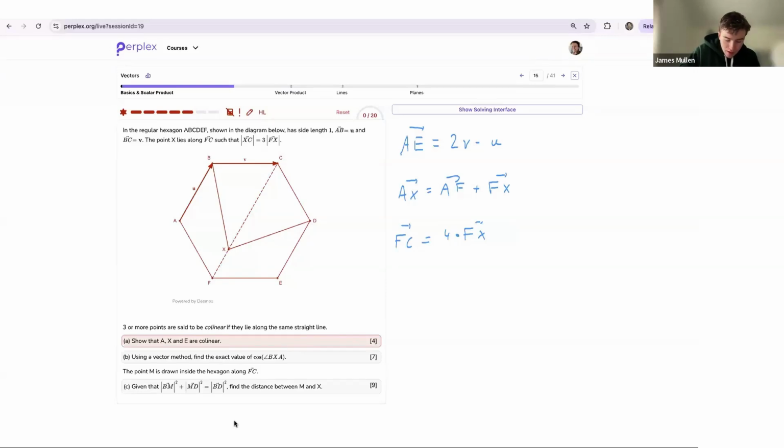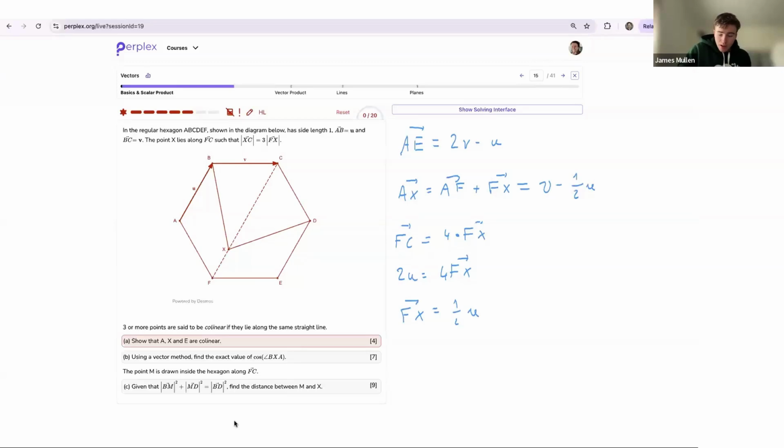FC is going to be just 2u for fx. And so fx is going to be equal to half of u. All right, so that's fx. And therefore ax is going to be af, and af I can say is v minus u. So v minus u plus half of u is v minus half of u.